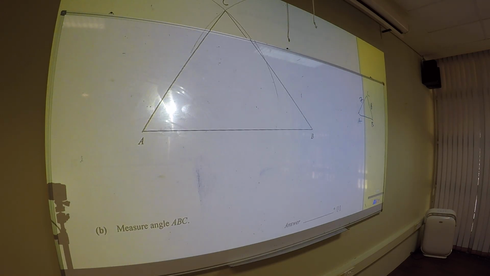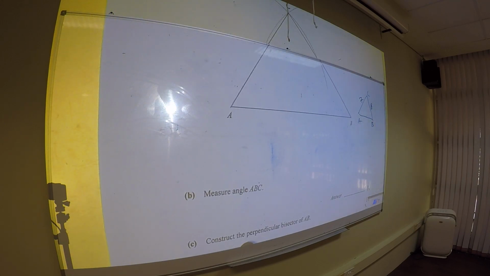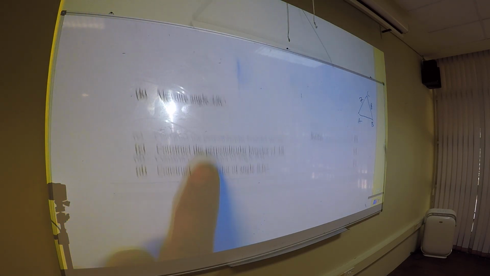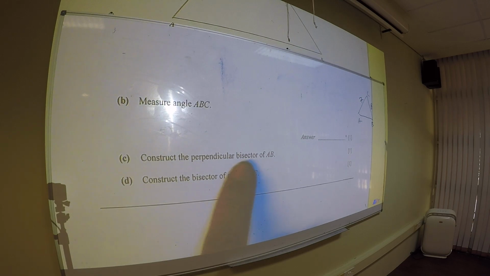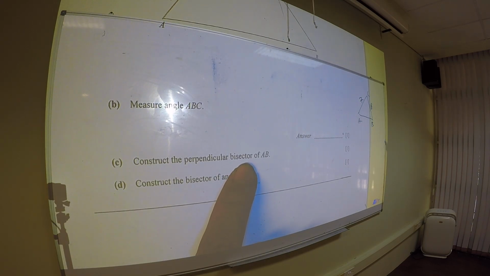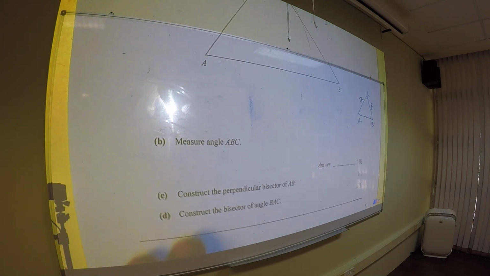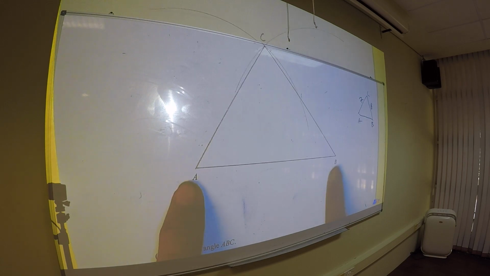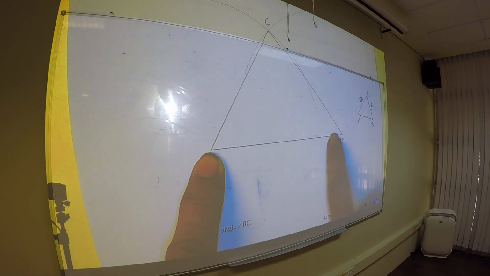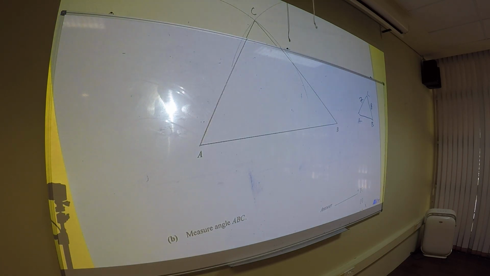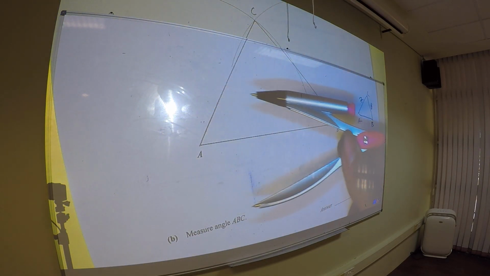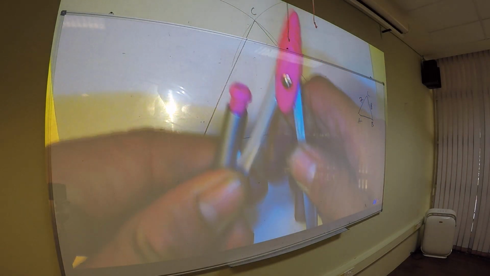Then Sec 3, the new one is the perpendicular bisector of AB. Perpendicular means 90 degrees. Bisector means to separate into two exact parts. So AB is here. To split it exactly into two, and we have a perpendicular line. All this is using a compass. So the compass is the most important.